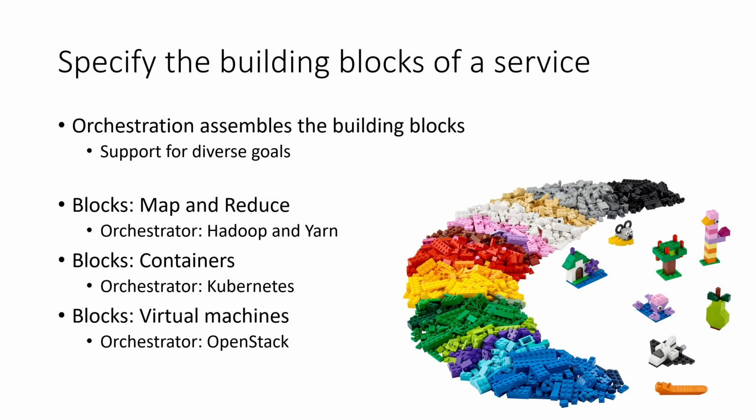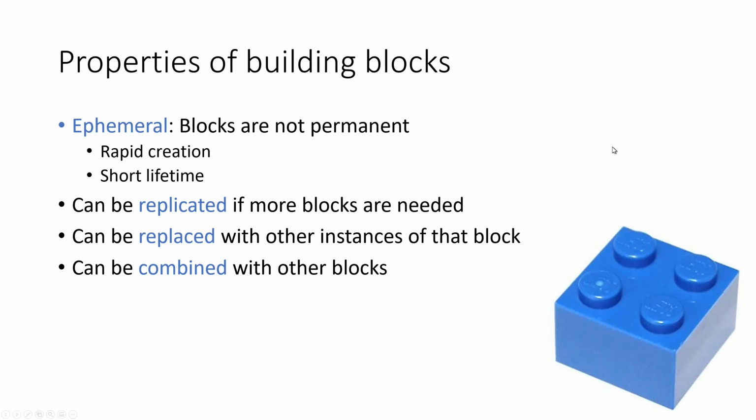One problem with map and reduce is that they're not general, so we can't develop any type of application using map reduce. And this is one of the reasons why containers are more common today. So containers support any type of application, and it's one easy way of specifying building blocks. And Kubernetes is one orchestrator that manages containers. We can also have virtual machines as building blocks. One problem with virtual machines is that they are bigger than containers, so they take up more resources. But if we use virtual machines as building blocks, then we can use an orchestrator like OpenStack to manage our virtual machines.